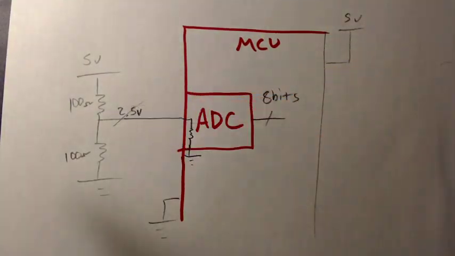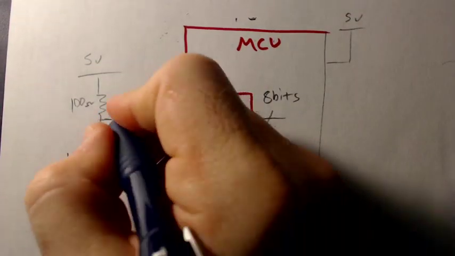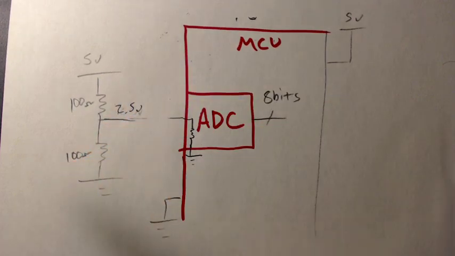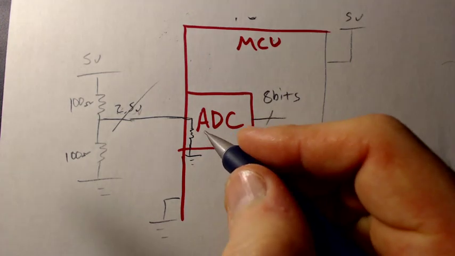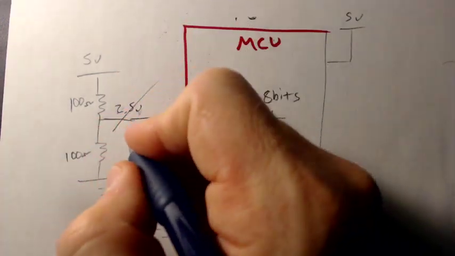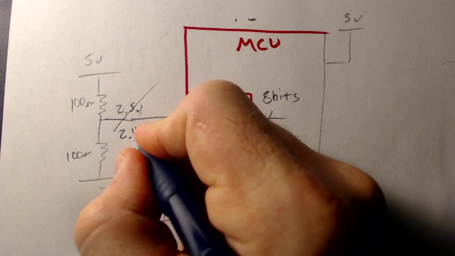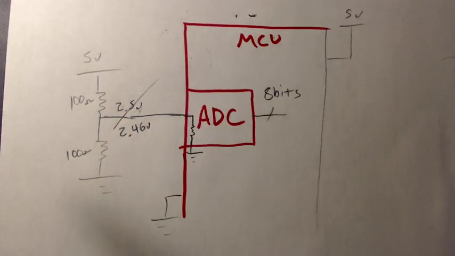So this is no longer 2.5 volts. If I disconnected it, it is. If I didn't have that connected at all, this would be 2.5 volts all day long. But as soon as I make that connection, that turns into something else. I don't know what it is because I don't know the impedance over here, but maybe it's like 2.46 volts, right? It's a little off.